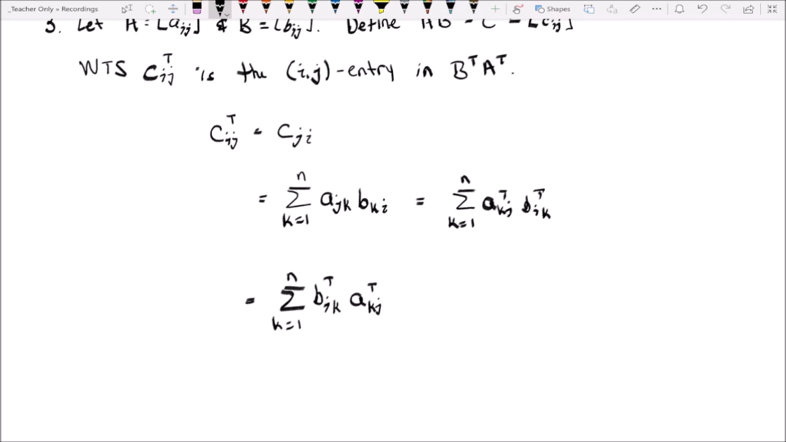Right? However, this is the ij entry of B transpose A transpose, again, by definition of matrix multiplication. So that is what we wanted to show, and this proof is now complete.